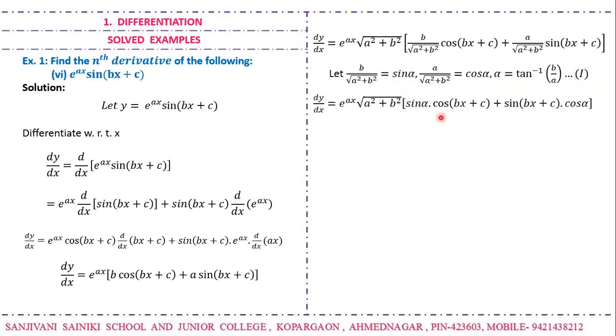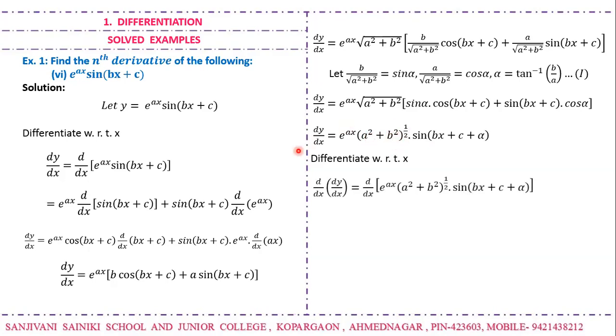So after putting these values we get sin a cos b plus cos a sin b. So by using that term here you get sin of a plus b, so sin bx plus c plus alpha, and root of a square plus b square means a square plus b square raised to 1 by 2. Now again we will differentiate this function with respect to x. Now a square plus b square raised to half is a constant, so we can take it outside, and then we have to find the derivative of only e raised to ax sin bx plus c plus alpha.